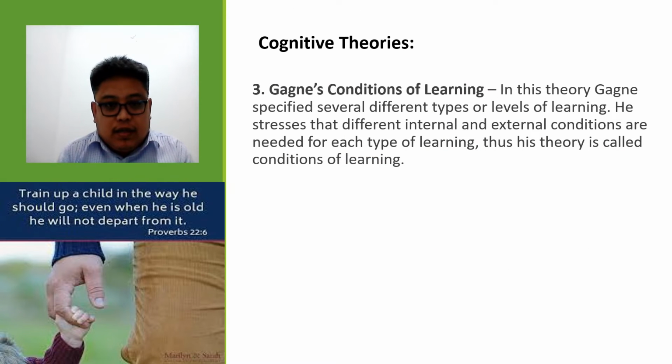The number three theory of cognitive theory is Gagne's conditions of learning. In this theory, Gagne specified several different types or levels of learning. He stresses that different internal and external conditions are needed for each type of learning. Thus, his theory is called conditions of learning.